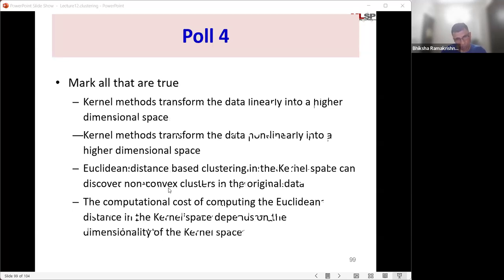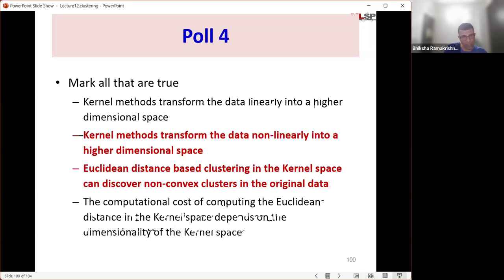Okay, what about the fourth one? The computational cost of computing the Euclidean distance depends on the dimensionality of the kernel space. Obviously not, right? You can compute the distance very cheaply, even though you're going into an infinite dimensional space. And let's check if this is true. So it's correct. Only the second and third statements are true. Very nice.